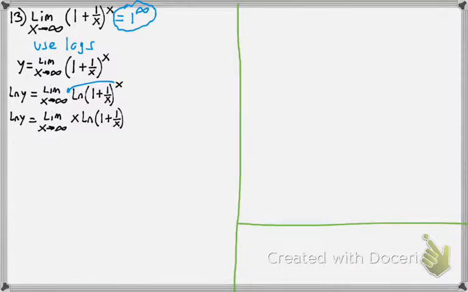If we plug in infinity, this is going to be infinity times 0, because 1 over infinity is 0, so that'll just be ln of 1, and ln of 1 is just 0. If we get this form, we actually want to rewrite it.